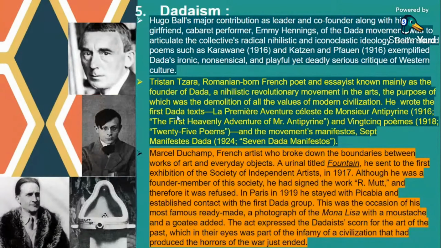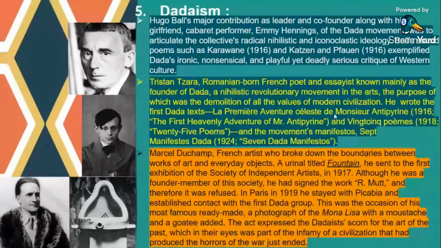And now the second name is very famous, Tristan Tzara. Tristan Tzara, a Romanian-born French poet and essayist, known mainly as the founder of Dada. Along with Hugo Ball, he founded this movement, a nihilistic revolutionary movement in the arts, the purpose of which was the demolition of all the values of modern civilization. So nihilism will always be there when the term Dadaism comes up. Here again, you will find the characteristic of demolition of the values of modern civilization as well.